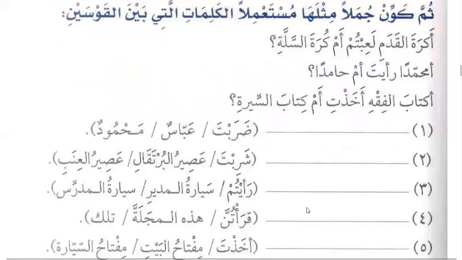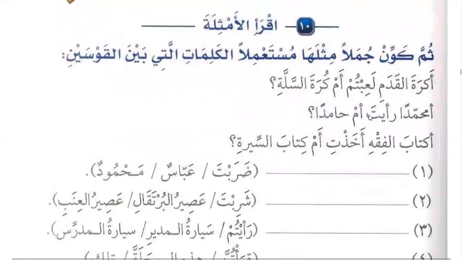Read the example, then make sentences like it, making use of the words which are between the two brackets. So you have learned that whenever we have am in the question, this means we are asking about two things. One thing must be kept with the particle hamza, another thing must be kept with particle am. So we cannot say that; that sentence will be wrong. The correct sentence is: A kuratul kadami laibtum am kuratus salati. So kuratul kadam must be with hamza here, and kuratus salat must be with am here. And between them the verb.